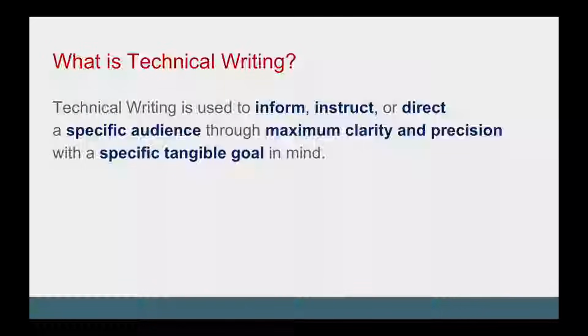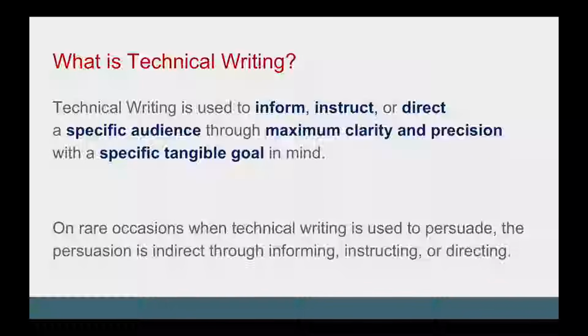So what is technical writing exactly? Let's begin by defining it. Technical writing is used to inform, instruct, or direct a specific audience through maximum clarity and precision with a specific tangible goal in mind. Notice it only has three purposes, either to inform, instruct, or direct. Remember these purposes.